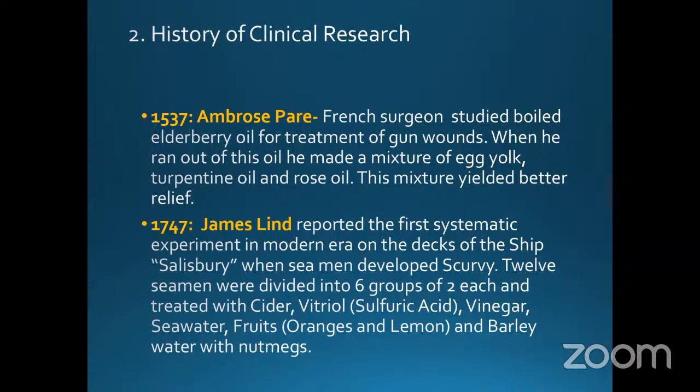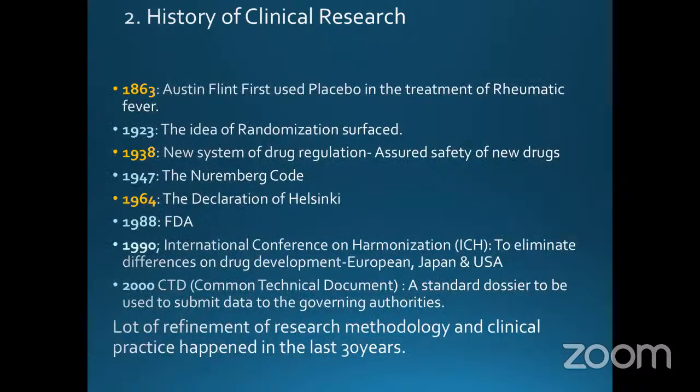The most famous of all is James Lind's systematic experiment in the modern era on the decks of the ship Salisbury, when the seamen developed scurvy. He chose 12 seamen, divided them into 6 groups of 2 each, and treated them with cider, vitriol, that is sulfuric acid, vinegar, seawater, oranges and lemon fruits, and barley water and nutmeg. That proved that scurvy can be prevented by vitamin C from oranges.